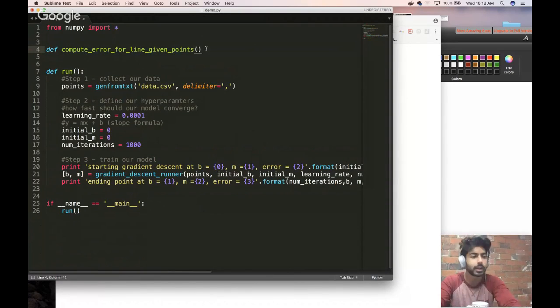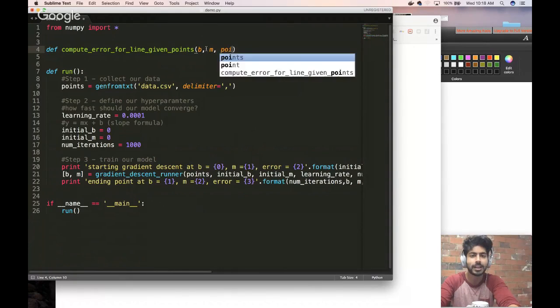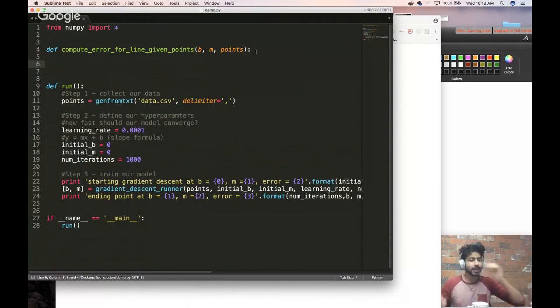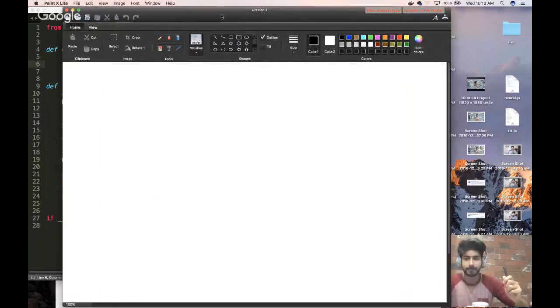I'm so excited to show you guys this because I get to use my math pad for a second. Let me write this out. Hold on. Okay, here we go. Let me write this out.